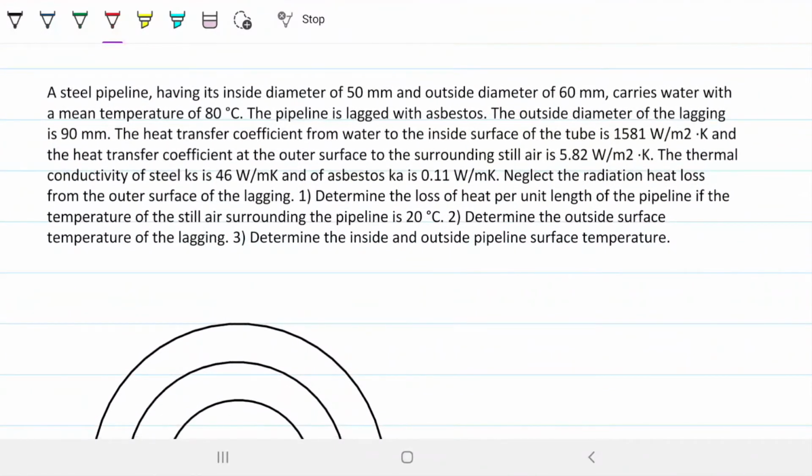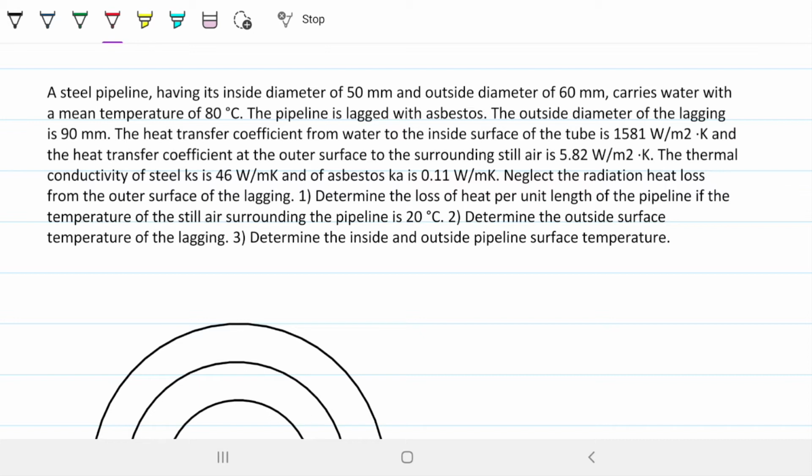A steel pipeline having its inside diameter of 50 mils and outside diameter of 60 mils, carries water with a mean temperature of 80 degrees Celsius. The pipeline is lagged with asbestos. The outside diameter of the lagging is 90 mils. The heat transfer coefficient from water to the inside surface of the tube is 1581, and the heat transfer coefficient at the outer surface to the surrounding air is 5.82. The thermal conductivity of steel is 46 and that of asbestos is 0.11. Neglect the radiation heat loss from the outer surface of the lagging.